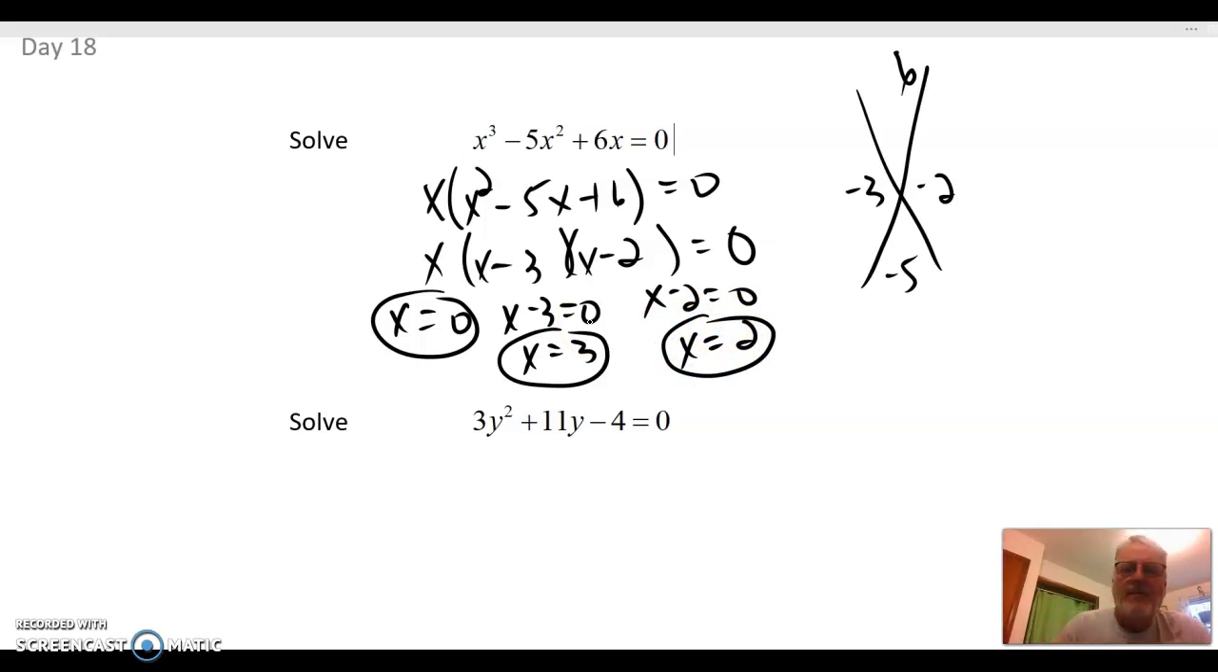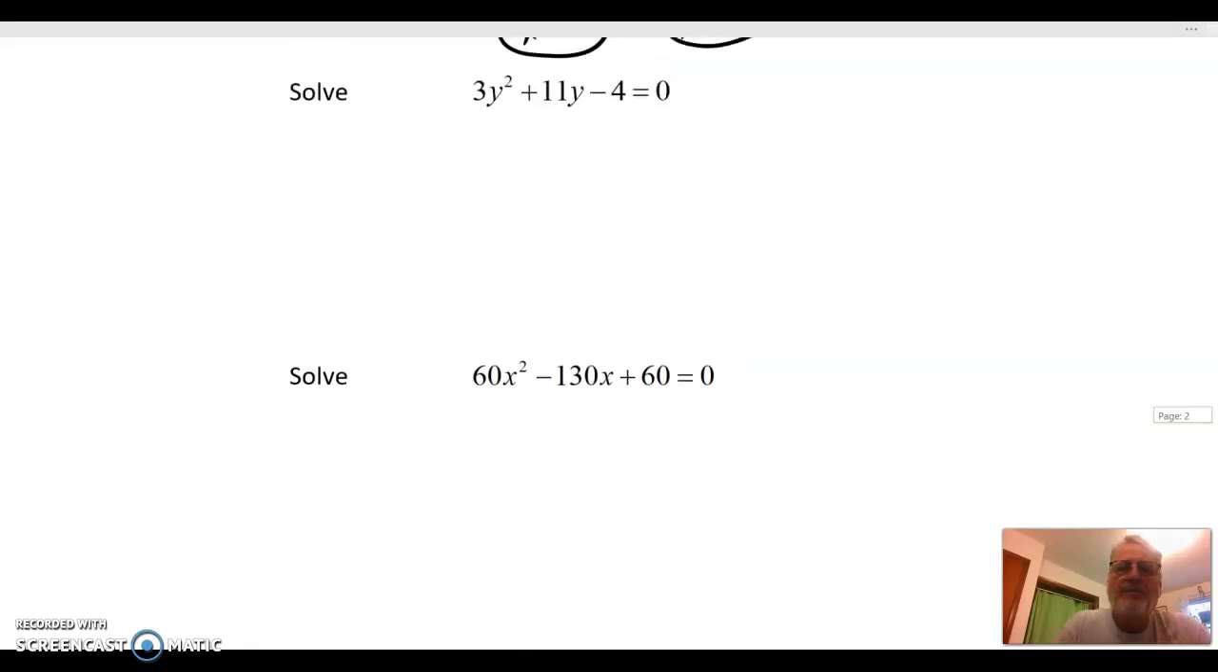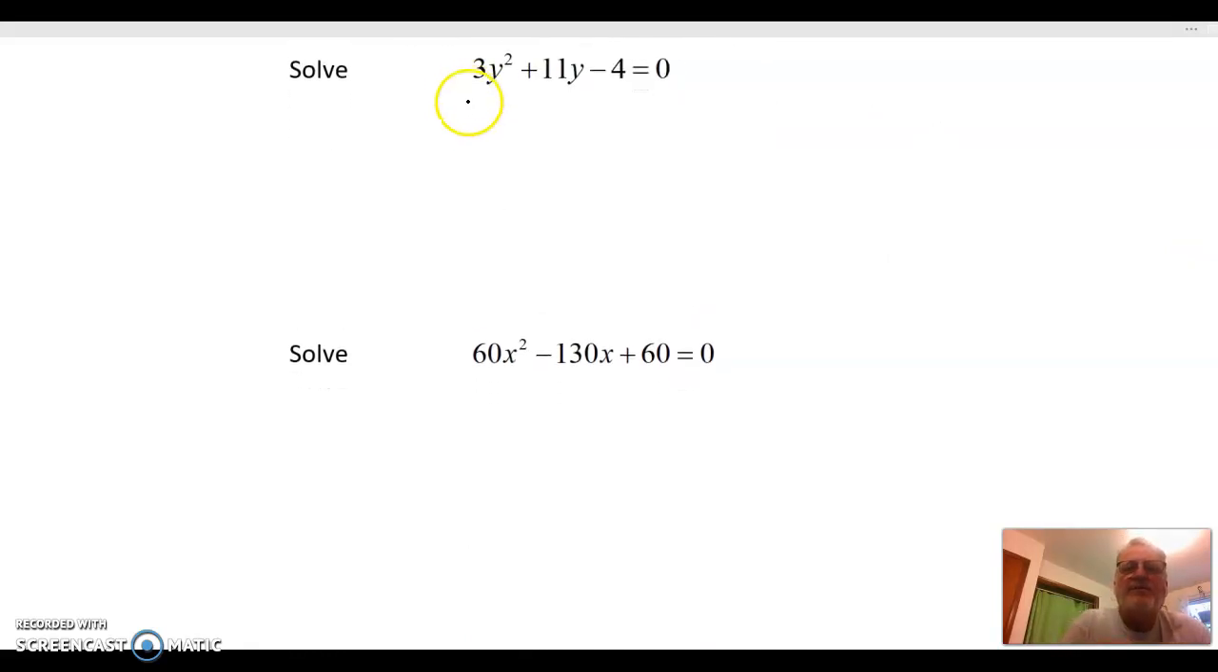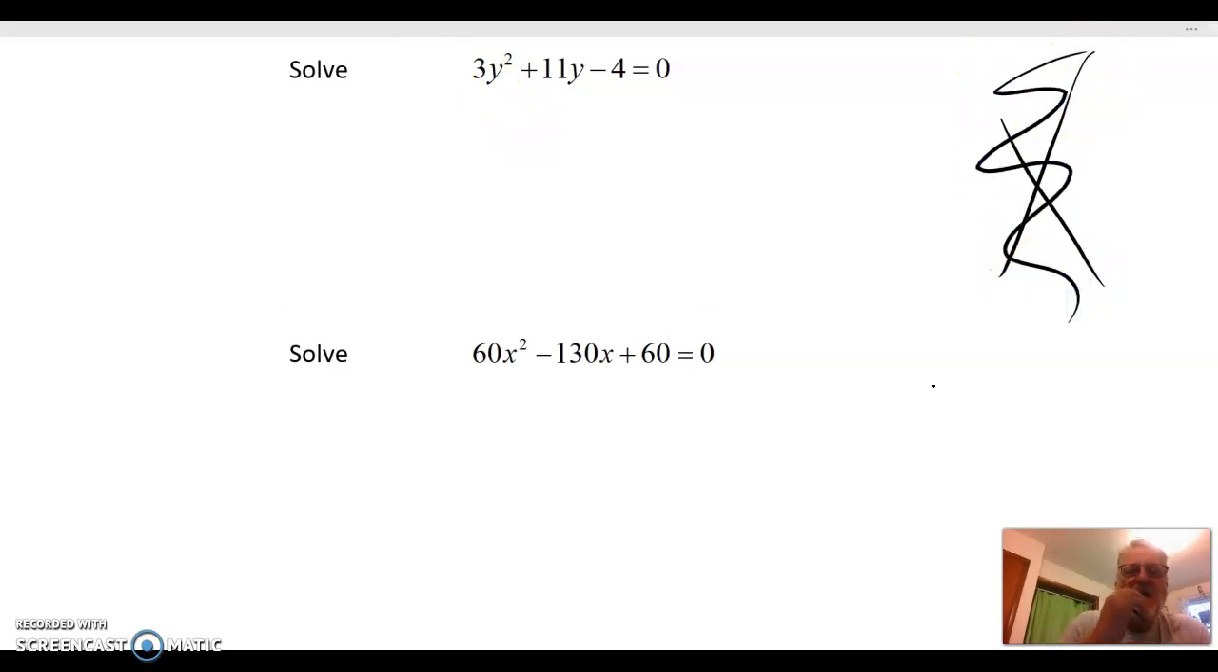Okay, and down here, I'm going to have one that we can't use that rule on, because of this 3 out in front. That rule where we make the x, I can't do that here because of that 3 out front. Okay, so there's no GCF. This is the one, by the way, that I made a mistake on. So that's why I'm redoing the video.